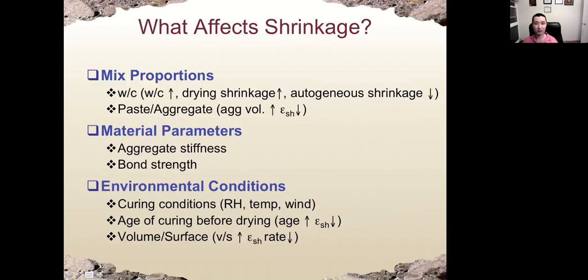All right, so what affects shrinkage of concrete? Mixed proportion. If we increase water cement ratio, dry shrinkage will increase, because we have more water in the system, so more water can evaporate. Also because the pores in concrete with larger water cement ratio are larger, so the drying is easier. But increased water cement ratio will reduce autogeneous shrinkage. Remember, autogeneous shrinkage only occurs in concrete with low water cement ratio. It is caused by self-desiccation.